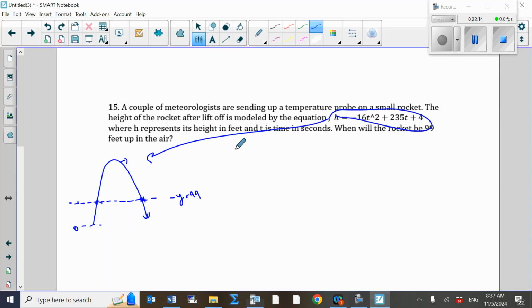Okay, so for the first one, x was almost 0.4. For the second one, x is 14.2. And we know that by x, we mean the time. So at this time, the height is 99. Also at this time, the height is 99.